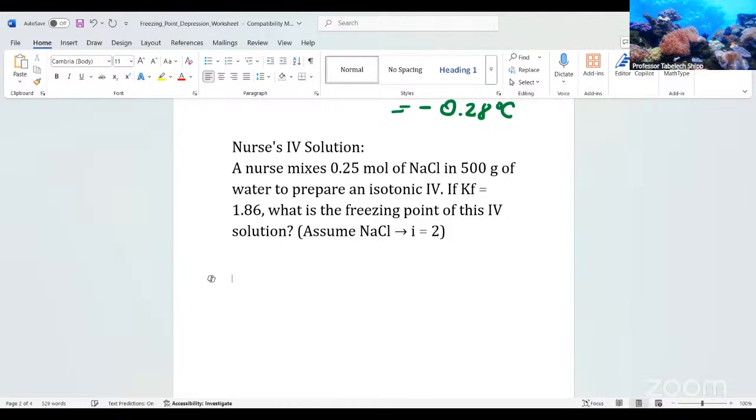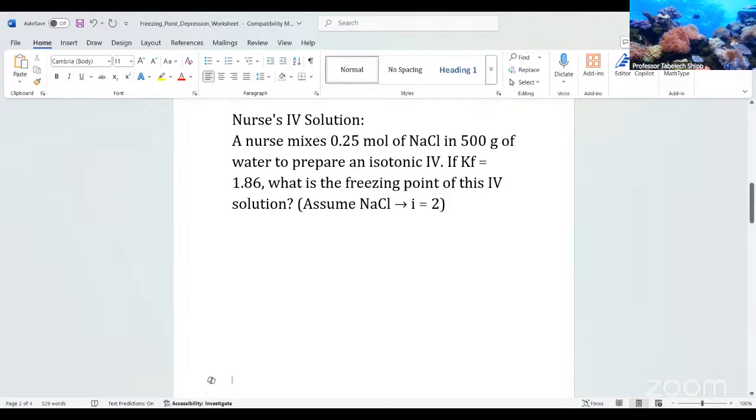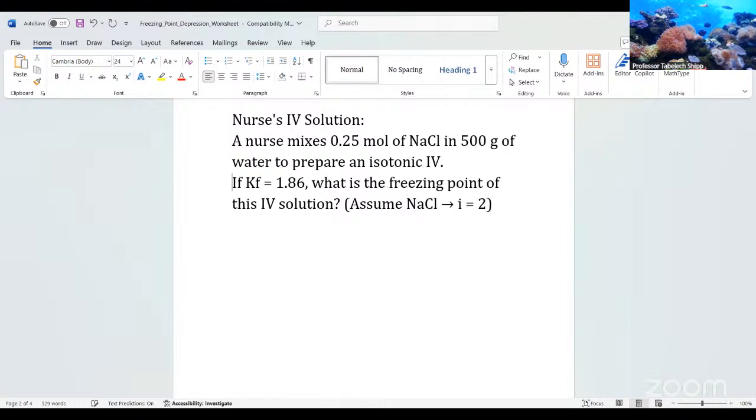It says, a nurse mixes 0.25 moles of sodium chloride in 500 grams of water to prepare an isotonic IV. If K_f equals 1.86, what is the freezing point of this IV solution? Assume sodium chloride's van't Hoff factor is equal to 2.